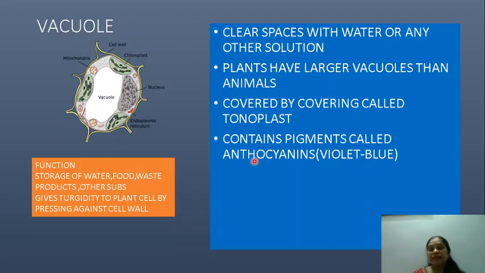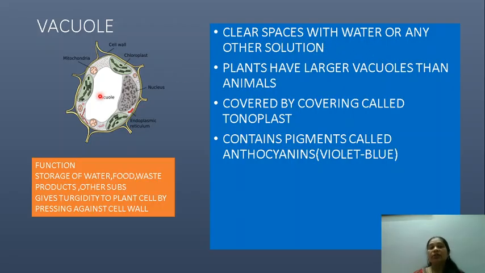Now we come to the next part, that is known as vacuole. Yesterday when I showed you the plant cell and the animal cell, I showed you that in the animal cell the vacuoles are very small, and in the plant cell the vacuoles are very big. So now we're going to study in detail about this vacuole. Now what is this vacuole? They are clear spaces with water or any other solution.